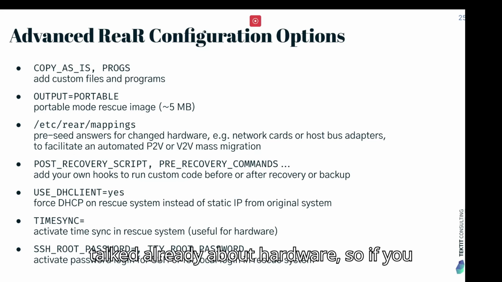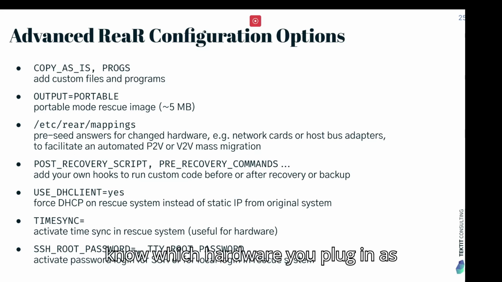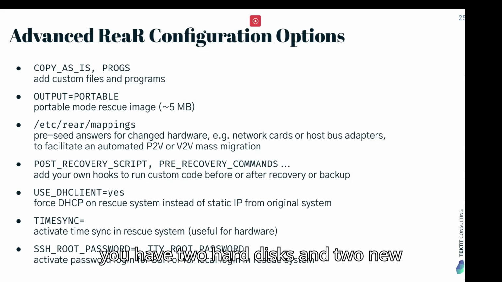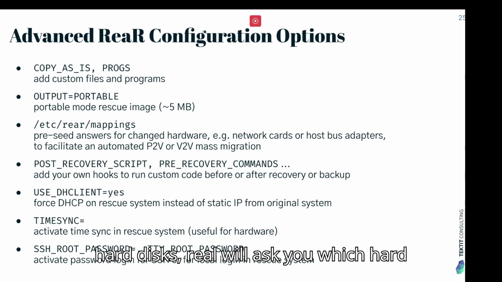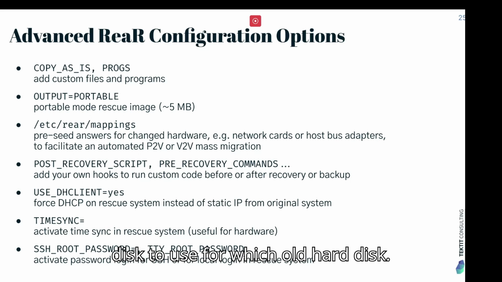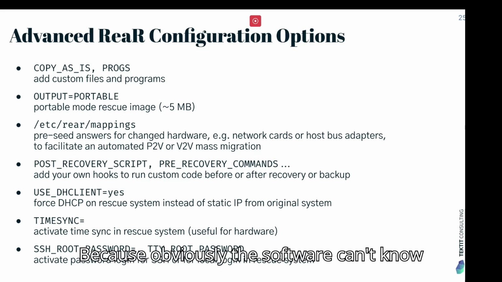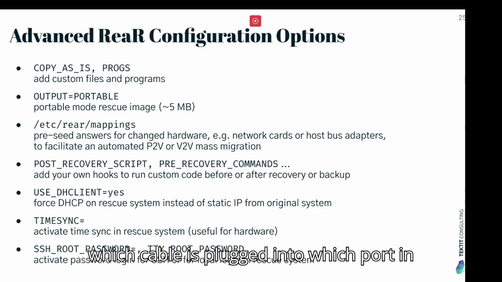We talked already about hardware. If you know which hardware you plug in as a substitute, then you can use the files under etc ReaR mappings to pre-configure the answers for the hardware mappings. Otherwise, if you have 2 hard disks and 2 new hard disks, ReaR will ask you which hard disk to use for which old hard disk. Or if you have 5 network cards, it will ask you which new network card replaces which old network card, because obviously the software can't know which cable is plugged into which port in the back.